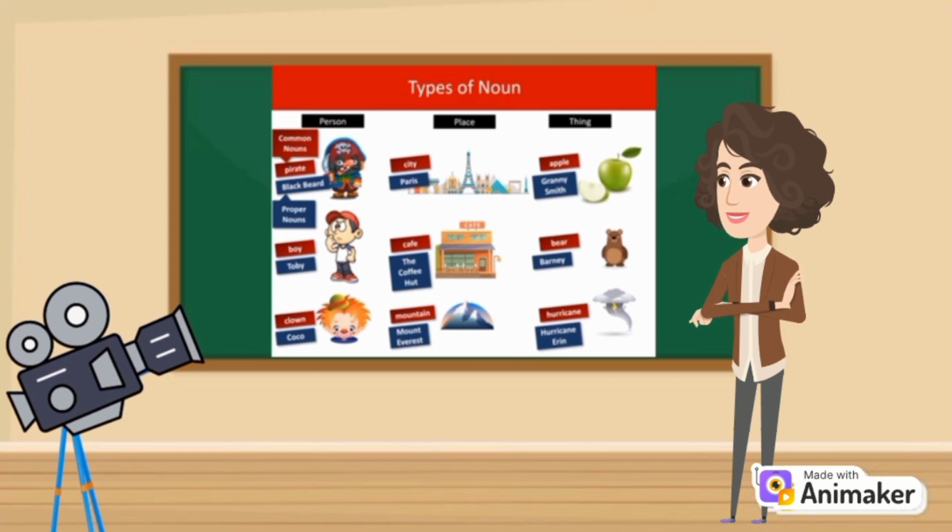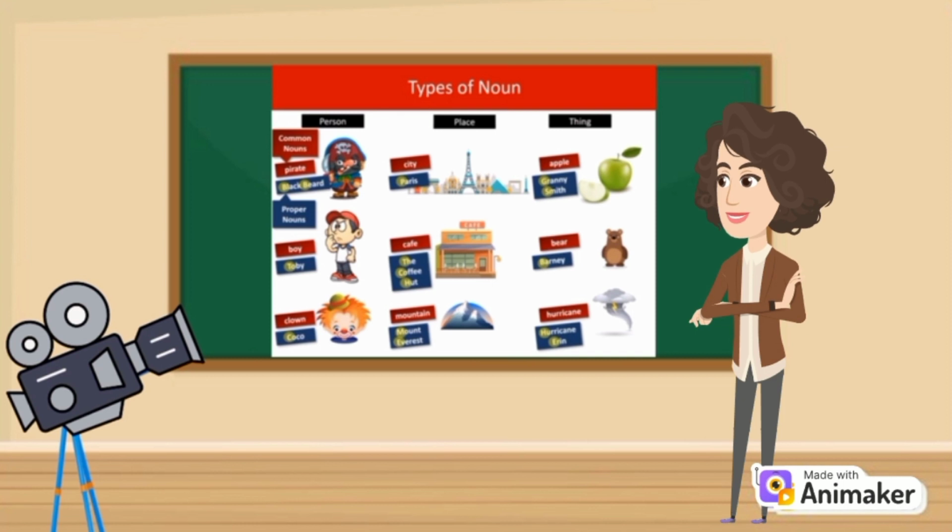Now have a closer look at these proper nouns. Notice that they all start with a capital letter, and notice that the common nouns all start with a lowercase letter. Common nouns only have a capital letter when they start a sentence. Proper nouns always have a capital letter.